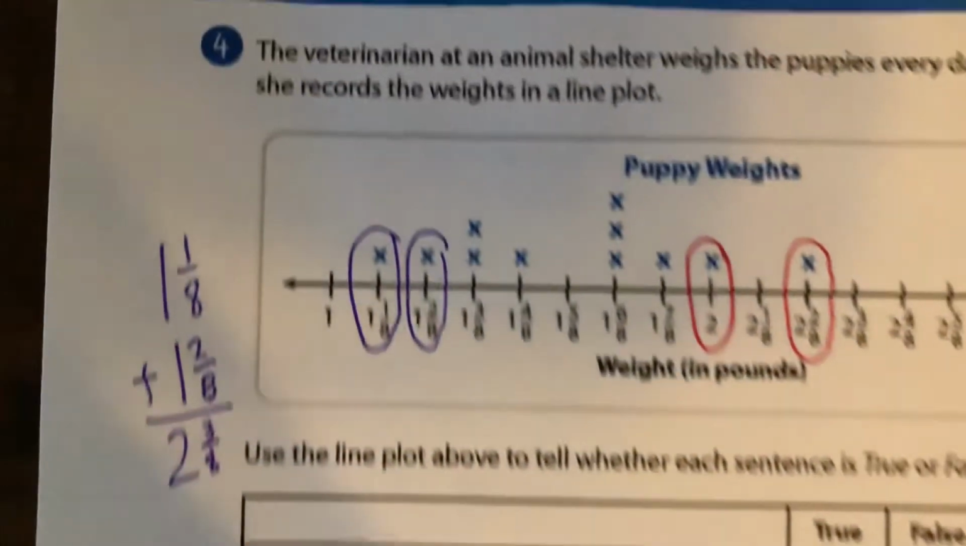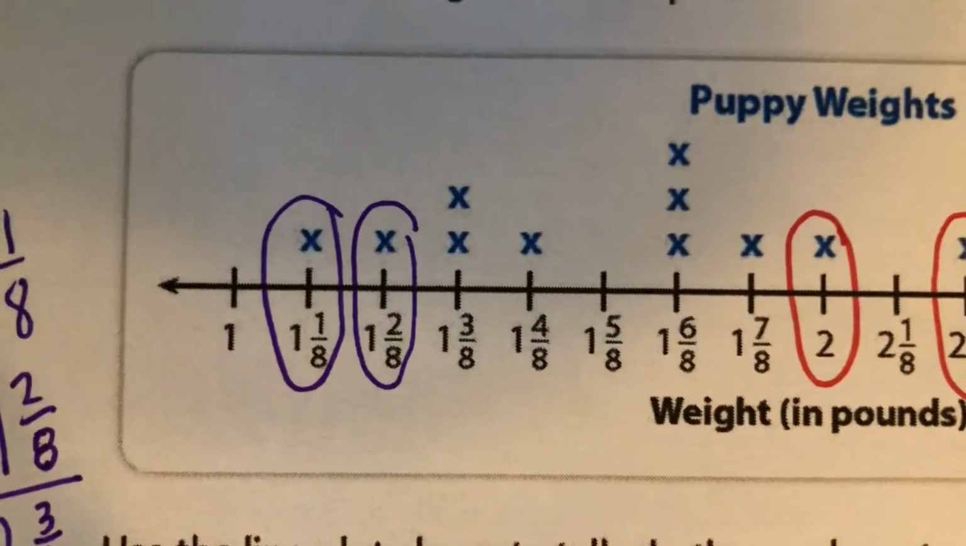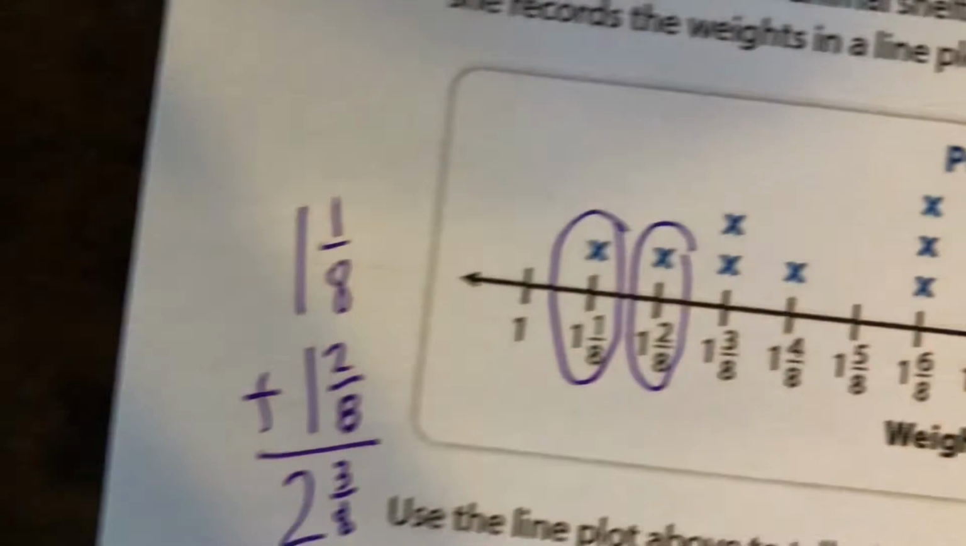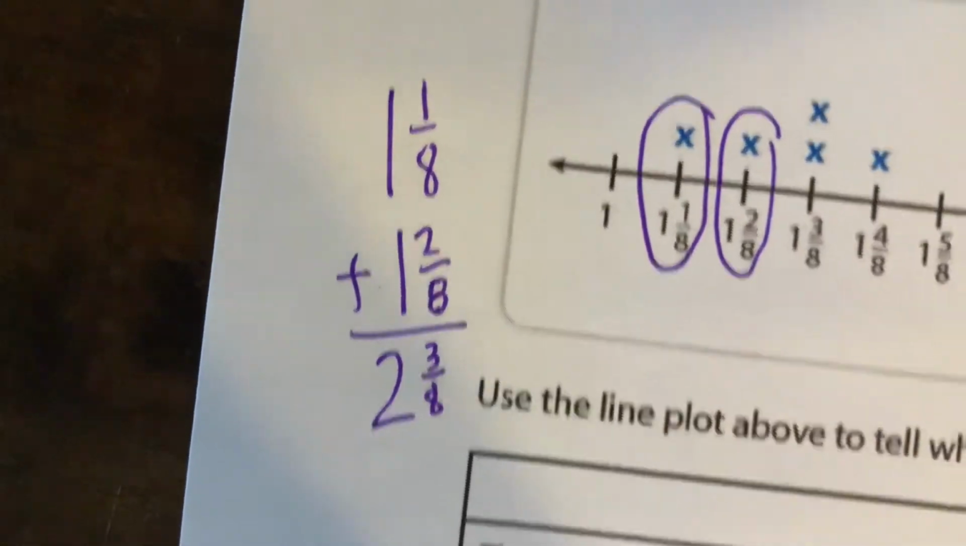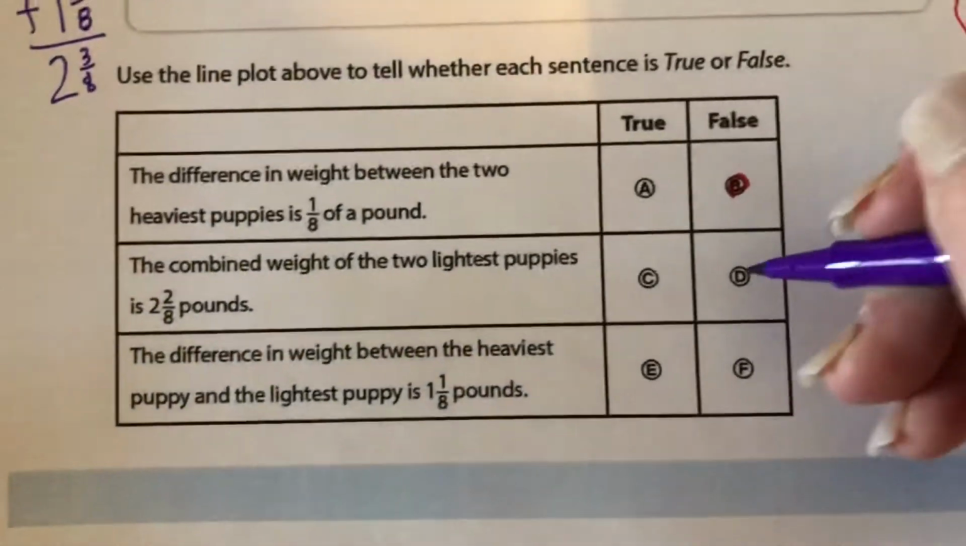Okay, our next statement says the combined weight of the 2 lightest puppies is 2 2/8 pounds. Let's go look. Here's our lightest puppies. They're the 2 at the lowest parts of the number line. 1 1/8 plus 1 2/8. We combine them. We get 2 3/8, which makes this not true again.